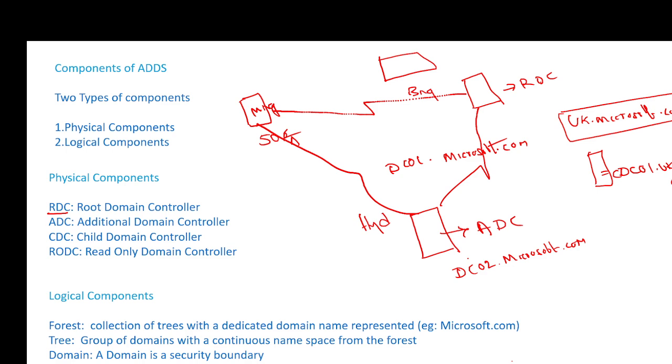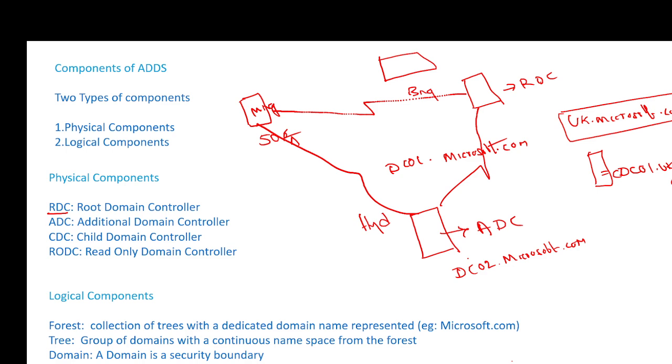So these four are the physical components we have in the Active Directory. The first one is RDC, the very first domain controller. The second one is ADC, the additional domain controller. We will add it to share the workload. CDC is a child domain controller. We will create a small company under the bigger company. We wanted to separate the business, and that is the reason this child domain controller will be created.